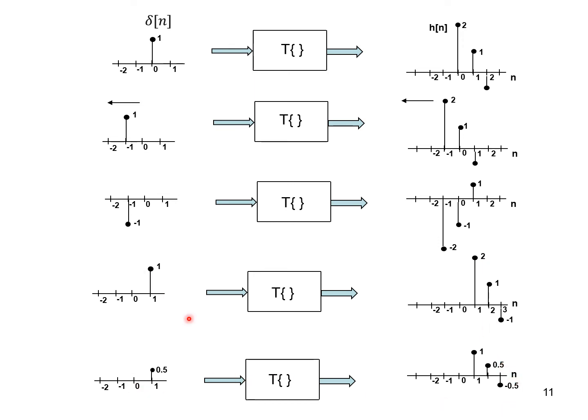So whatever I do, either delay or shift backward, shift forward, or change amplitude, the shape remains the same. Whatever changes I make at the input, the same change occurs at the output. If I delay, here also it gets delayed. If I advance, here also it gets advanced. If I invert, here also it gets inverted. If I reduce the amplitude, here also the amplitude gets reduced. If I had increased the amplitude, here also the amplitude gets increased.